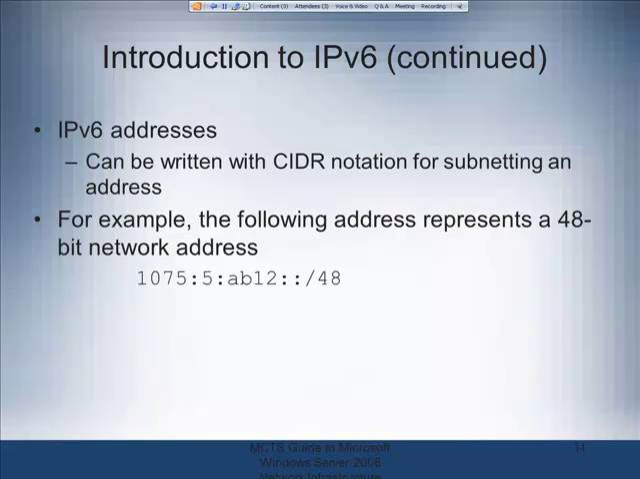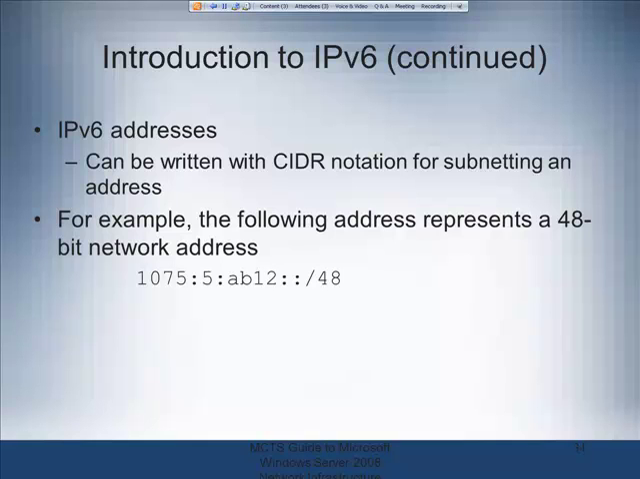CIDR notation, 1075 colon, and the 5 would have had 000 as the leading zeros here. AB12, they are hexadecimal numbers. Colon colon means that this ends with all zeros. Since the system can figure out how long this is, it knows how many trailing zeros there are in this address. /48 means that it's got a 48-bit network address.